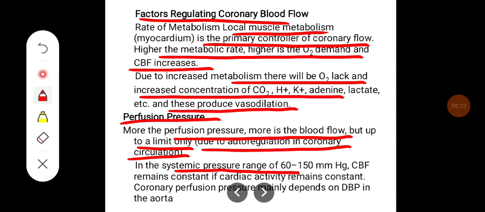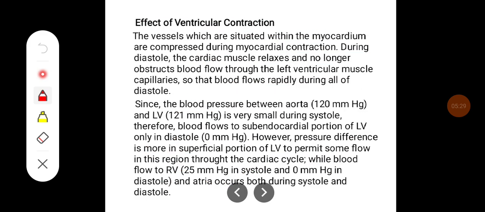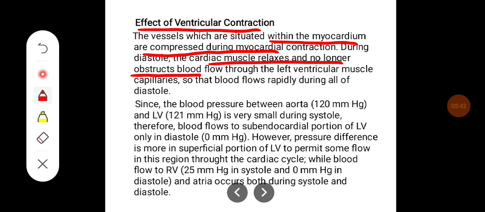This occurs due to autoregulation in coronary circulation. In the systemic pressure range between 60 to 150 mm of mercury, the coronary blood flow remains constant if coronary activity remains constant. Coronary perfusion pressure mainly depends on diastolic blood pressure in the aorta. The effect of ventricular contraction: the vessels situated within the myocardium are compressed during myocardial contraction. During diastole, the cardiac muscle relaxes and no longer obstructs the blood flow through the left ventricular muscle capillaries, so blood flows rapidly during all of diastole.